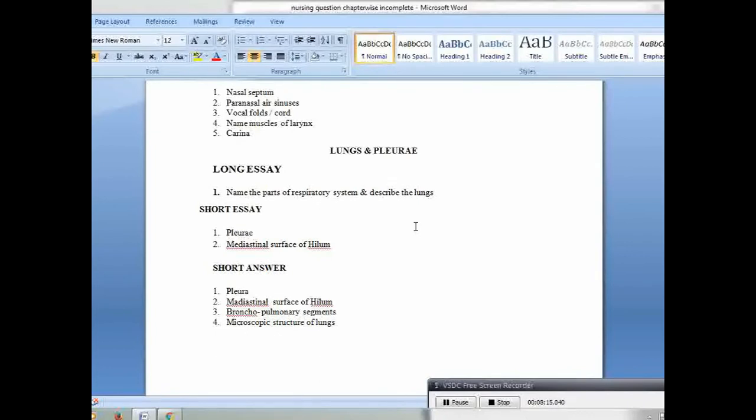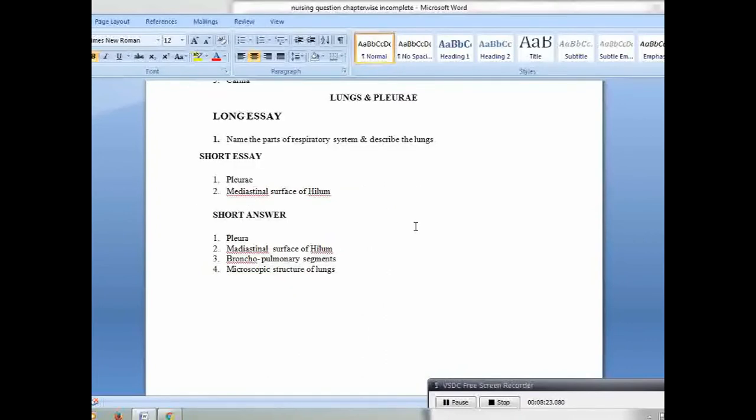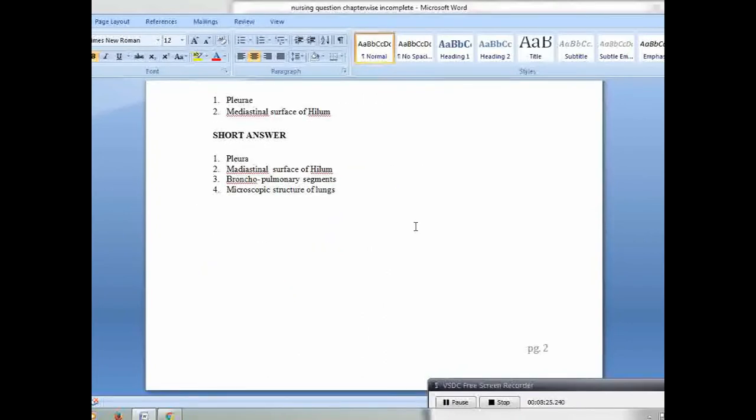The hilum of the right and left lung is different. So you need to mention particularly what the differences are between the right lung hilum and the left lung hilum. What are the structures in the hilum? Short answers, pleura. Again, pleura is a question which is repeated here. So you need to mention the parietal and visceral pleura, the nerve supply, and so on. Mediastinal surface of hilum, this repeated question.